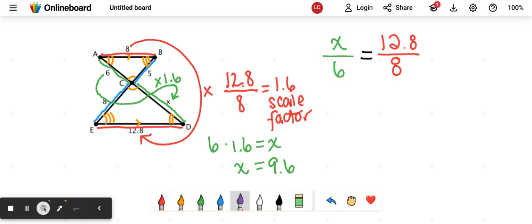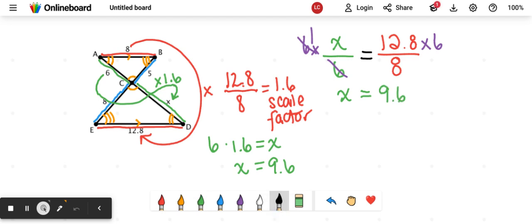So I know that if I'm trying to isolate X, I need to do the opposite of dividing by 6. So I'm going to multiply both sides of this equation by 6. 6 divided by 6 leaves me with 1x. So I will have x equals, and now I have 12.8 times 6 divided by 8, and I come out with an answer of 9.6.